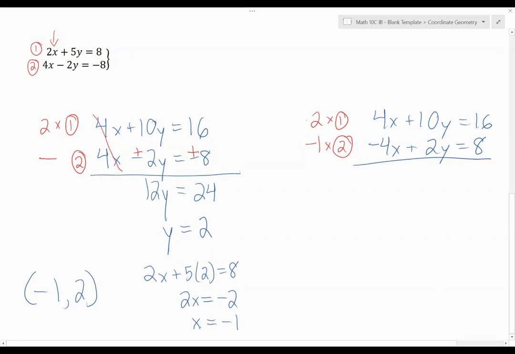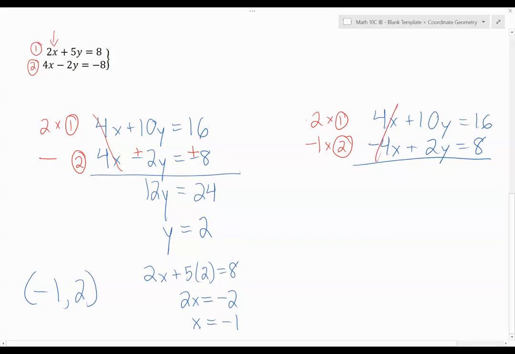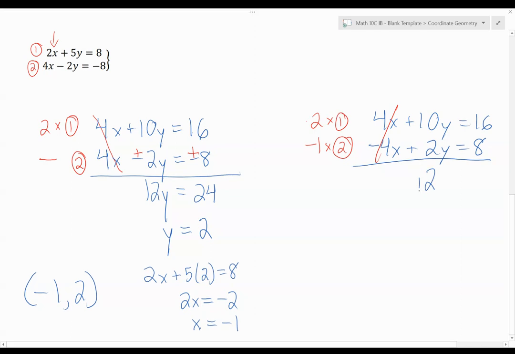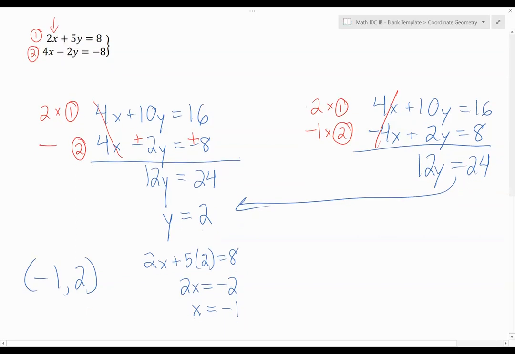And then I can add. So I don't have to worry so much about what's going on with my subtractions. This gets me to exactly the same place. It gets me to 12y equals 24, which leads me back to where I was. So you can just multiply and then subtract, or you can choose to always multiply by something that's going to allow you to add, so you're maybe less likely to make a mistake with your subtractions.